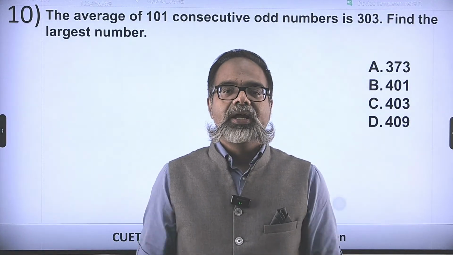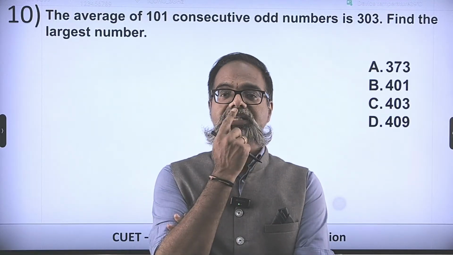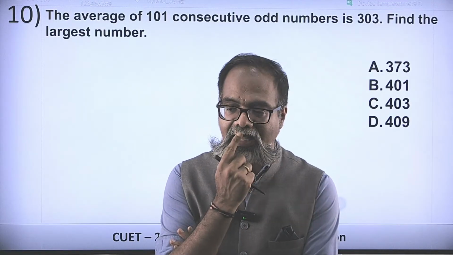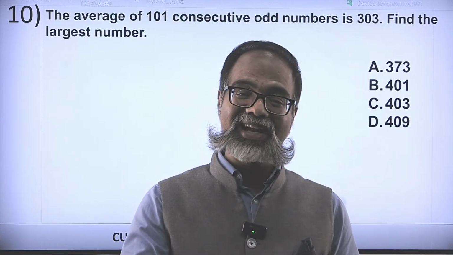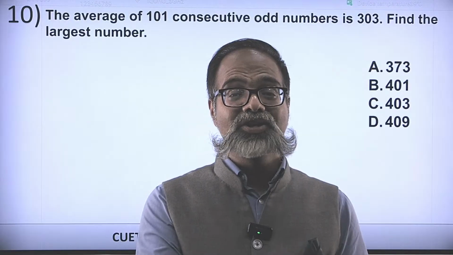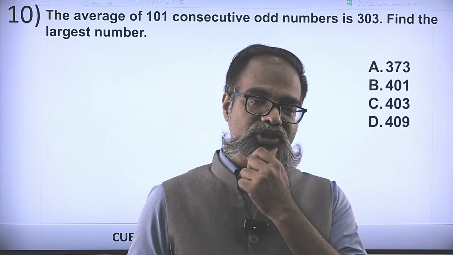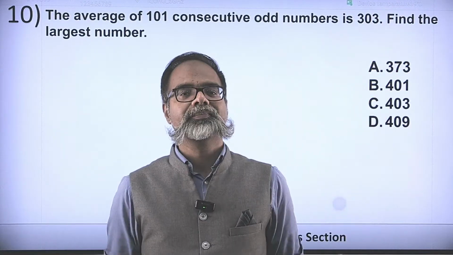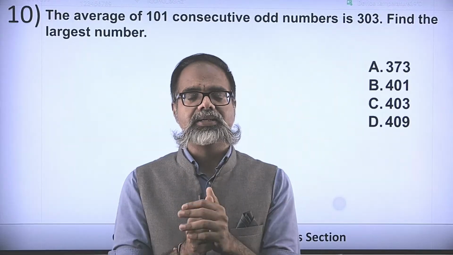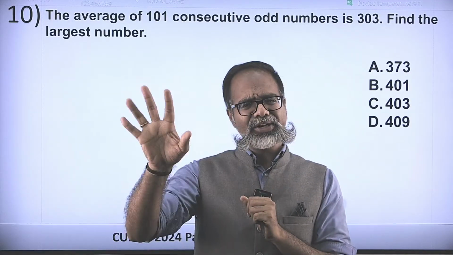Fantastic. The average of 101 consecutive odd numbers is 303. Find the largest number. Now, because I'm a science student with an engineering mind, I will obviously say this is an arithmetic progression. So I will put in the formula and calculate, and I did all that. I got the answer. But then it led me to think, do I really need to do all that calculation?